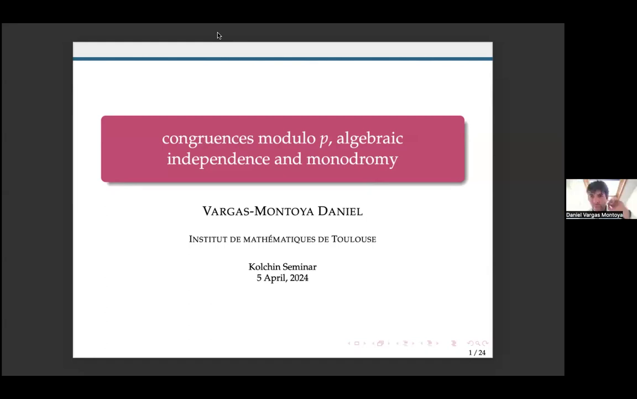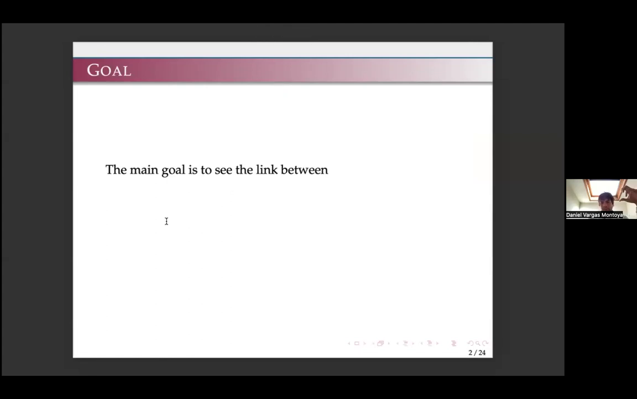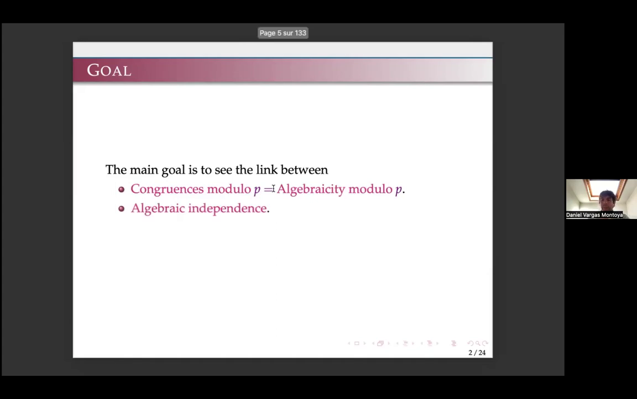Okay, so thank you very much for this invitation. My talk is about congruences modulo P, algebraic independence, and monodromy. The main goal of this talk is to see the link between these three terms. Congruences modulo P, where P is a prime number, actually means algebraicity modulo P, which I am going to define in a few minutes. Algebraic independence, during the talk, deals mainly with the algebraic independence of G functions, or more precisely with diagonals and hypergeometric series. And finally, we have the classical notion of monodromy.